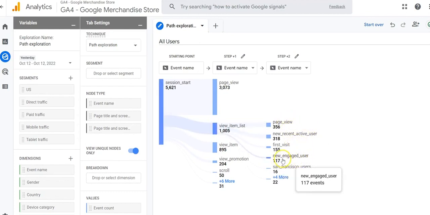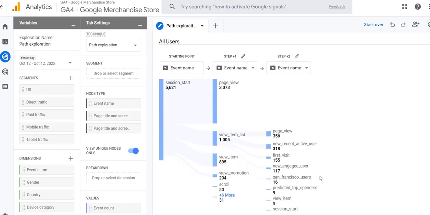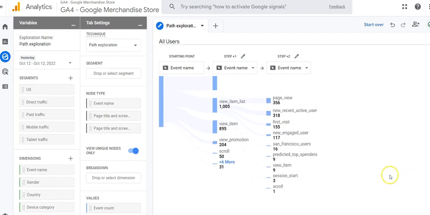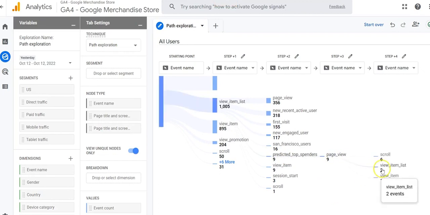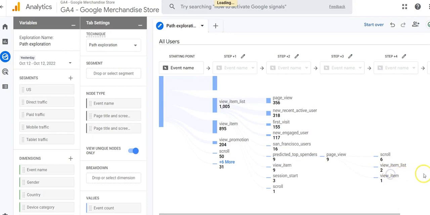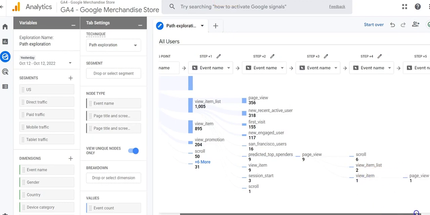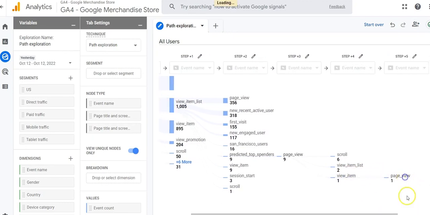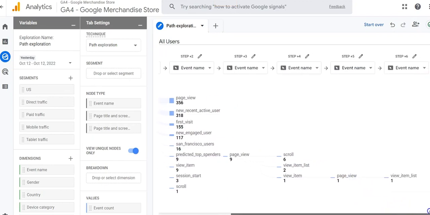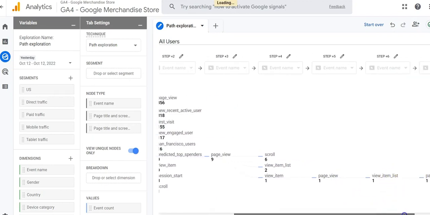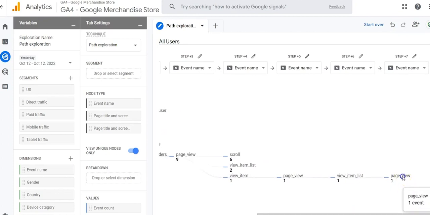We had 117 new engaged users. We had people from San Francisco. So you can see how different ways the event is set up will help to understand if things worked well. Predicted top spenders, and they went for a page view, view item list, view item. But did anybody buy anything? And we then go to another page view. And then it goes view item list. And we can watch what happens with this one user who's popping around.